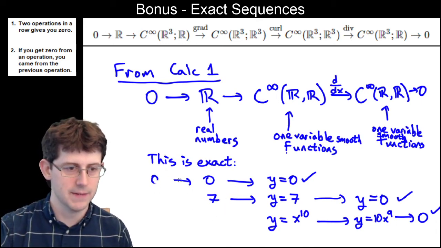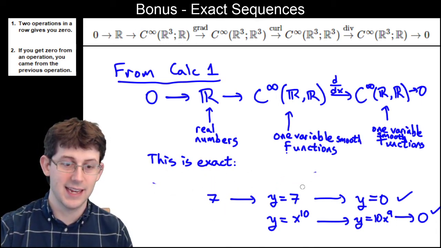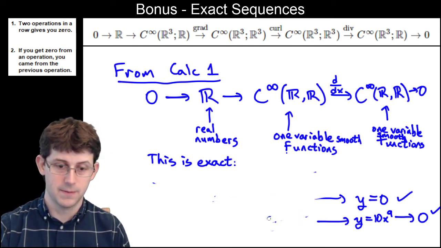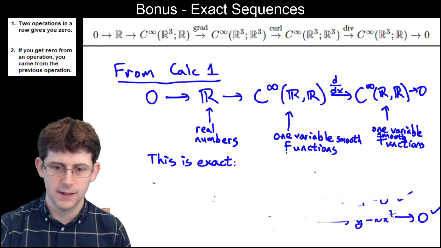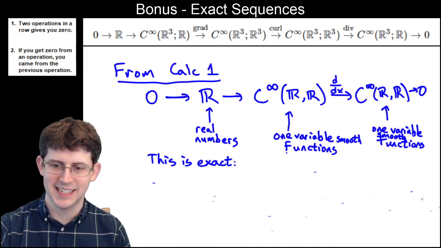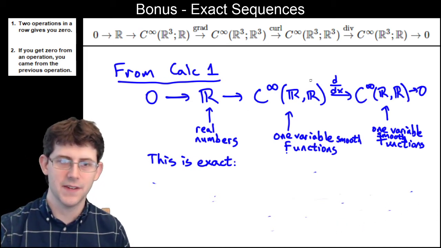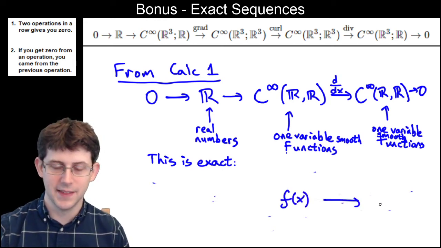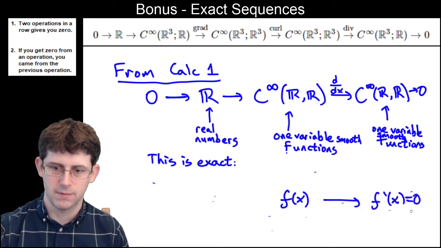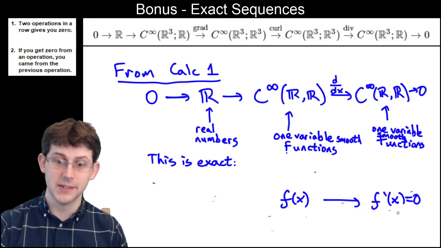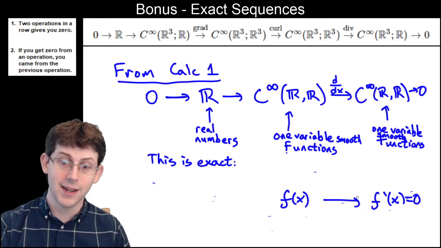What's the second requirement? The second requirement is that if you ever land on 0, it means that you came from another arrow. So let's see it. Sorry, my erasing game is not great. Let's say that you took a function, f of x, and you took this arrow and you landed on the function 0. How could that ever happen? What kinds of functions have a derivative that equals 0? The answer is those are constant functions.